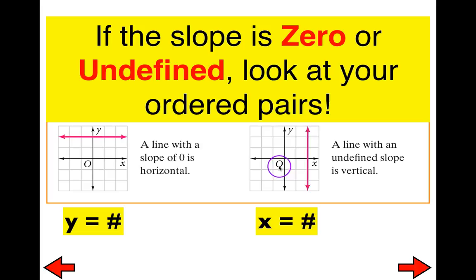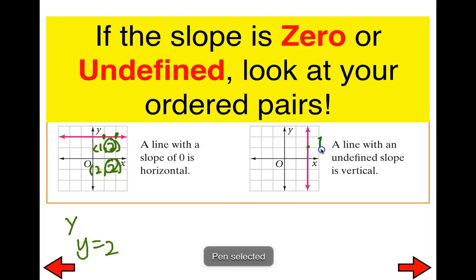It's going to be x equals a number when it's cutting through the x-axis. Or just understand that this is 1 comma 2 and this is 2 comma 2. Notice the 2's repeated where? In the y coordinates, hence the equation y equals 2. Same idea here. This is 2 comma 1 and this would be 2 comma 0. So hopefully you recognize that the 2's repeated in the x coordinates, hence x equals 2.